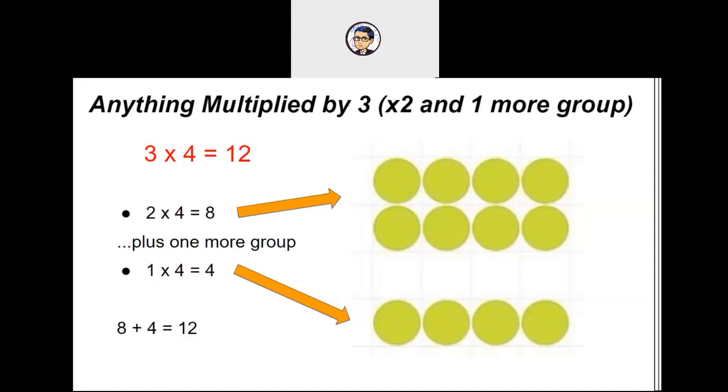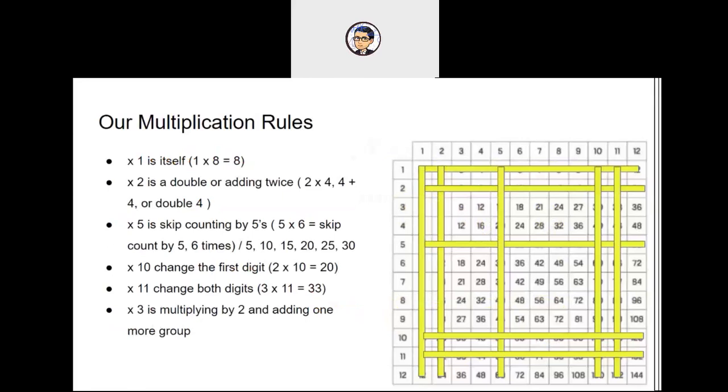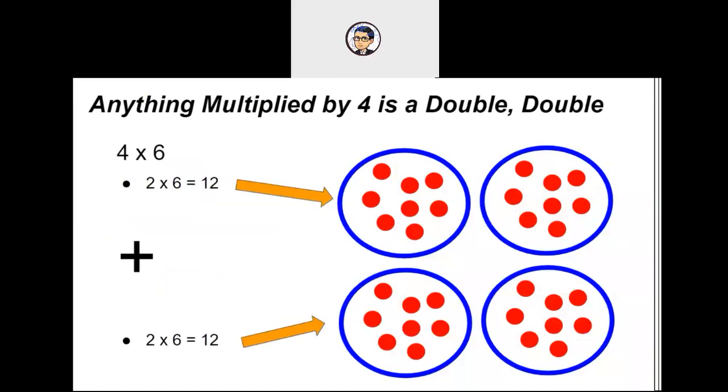So the first thing I think about is my 2 times tables, and then I add 1 more group. 2 times 4 is 8, and another 1 times 4 is 4, so 8 plus 4 must equal 12. So if we go back to our chart, we can take off these numbers. The multiplication facts that have been eliminated are in the blue. All right, let's have a look at anything multiplied by 4.